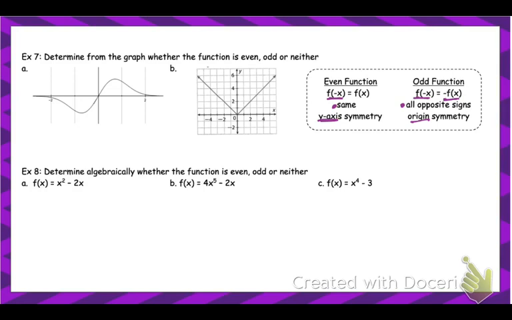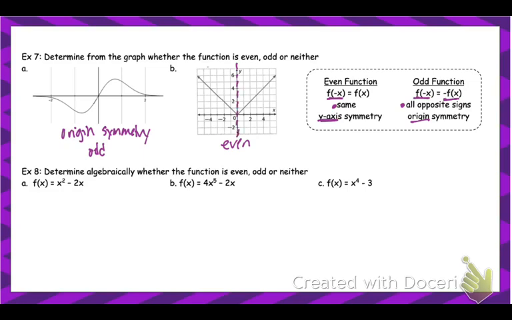So example A is an example of origin symmetry, so that would be an odd function. Again, if you were to take this graph, flip it over the y-axis and then flip it again over the x-axis, it would end up in the same place, and that is your origin symmetry. That is an odd function. B is an example of an even function that has that y-axis symmetry.